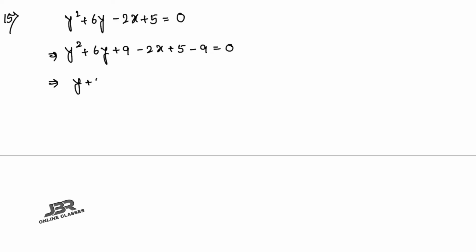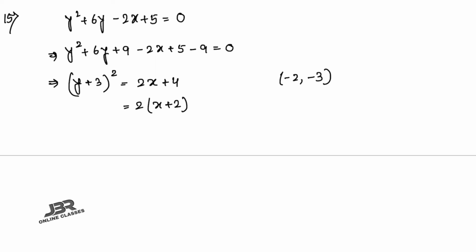So this one will be (y plus 3) whole square, and here it will be 2x, then 5 minus 9, it's minus 4, so definitely here plus 4. So taking 2 common, then (x plus 2). Okay, now shifting the origin to the point (minus 2, minus 3), with the new axes remaining parallel to the original axes.